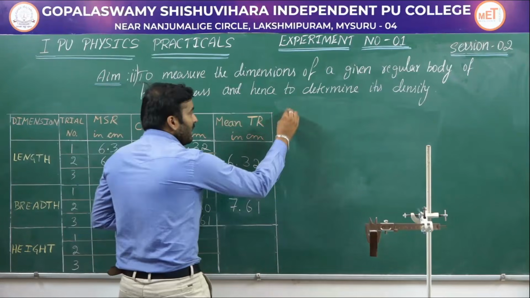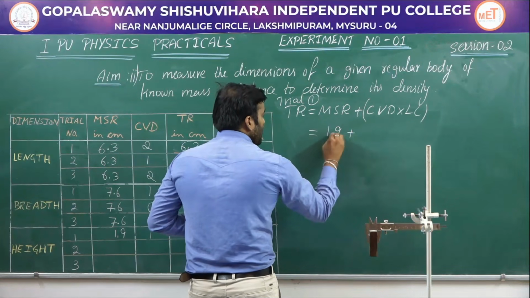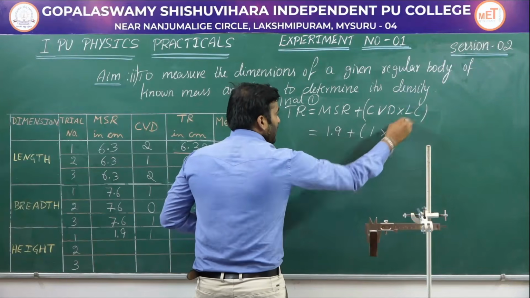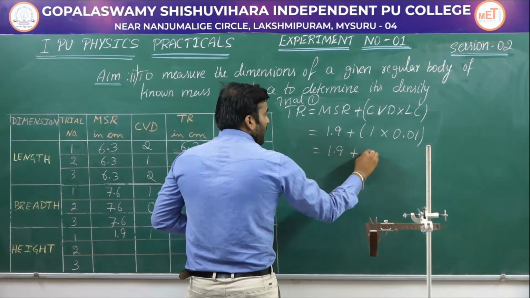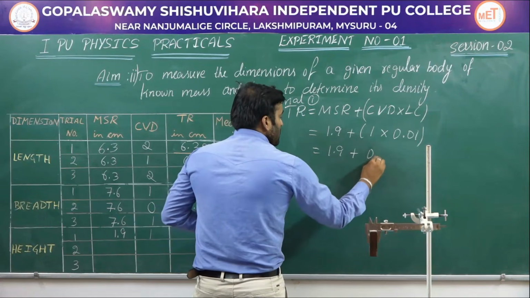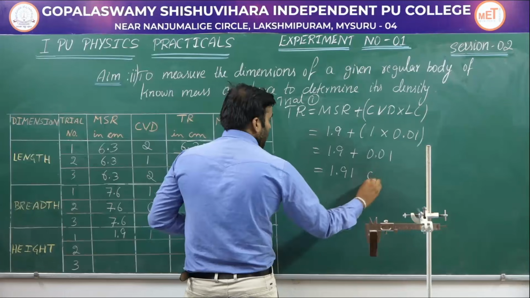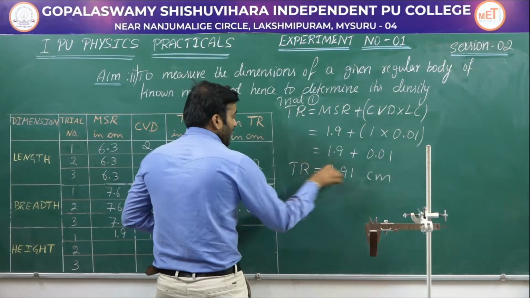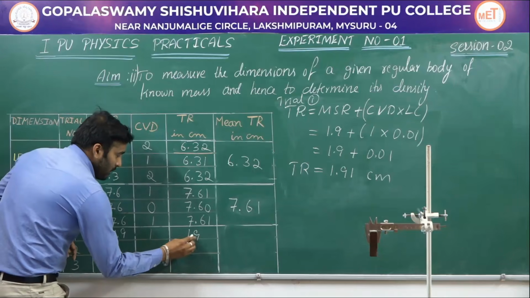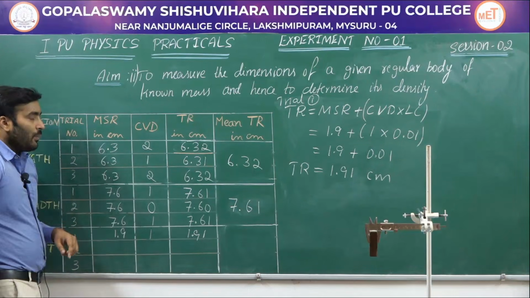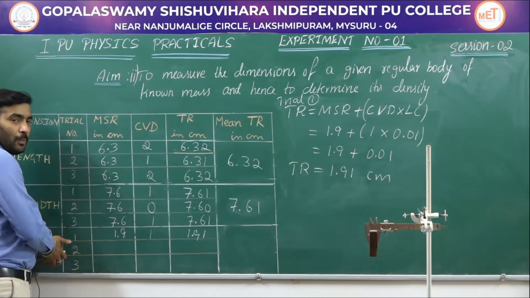Let us find out the total reading. For the first trial, MSR is 1.9 plus CVD 1 into least count 0.01, so this is 1.9 plus 0.01. If you add these, you will get 1.91 centimeter. Therefore, the total reading is 1.91 centimeter. Let us write this, 1.91 centimeter. Now, let us find the second and third trial by changing the position.